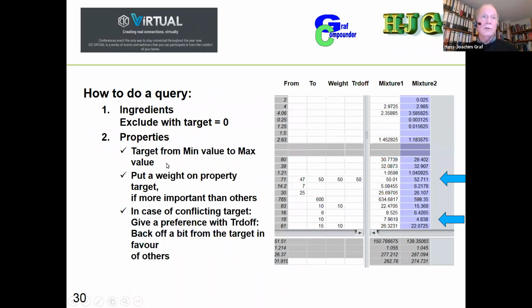So now, how to do a query. As already said, you put in your min and max value, you put in your weight, you put in your trade-off in the conflict, and then you have two recipes side by side. Yes, and you see here similar hardness and different compression set, for example, or modulus. I'm not sure what that is at the moment. So then this side by side allows you to change your query here and see at the same time in your, what I call simulation, what really happens. And you can even put the costs on.